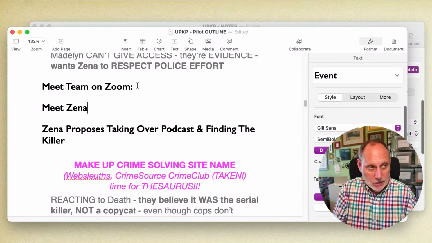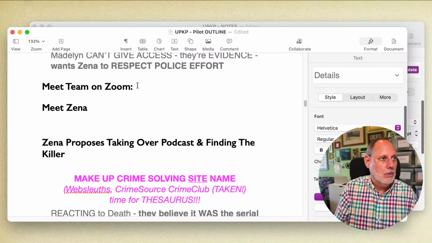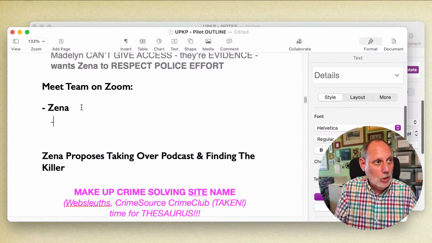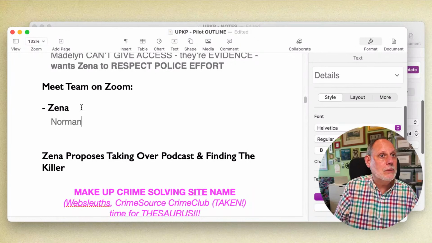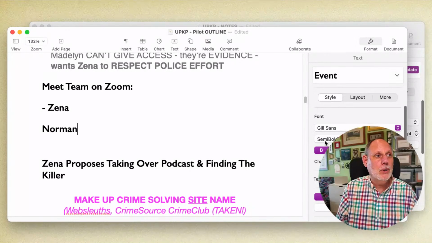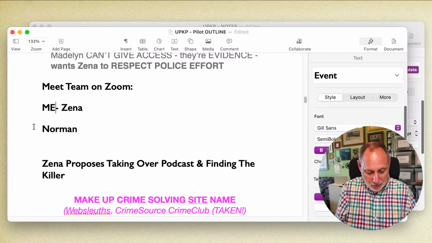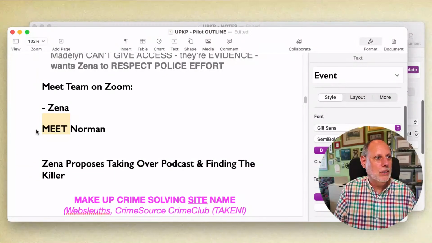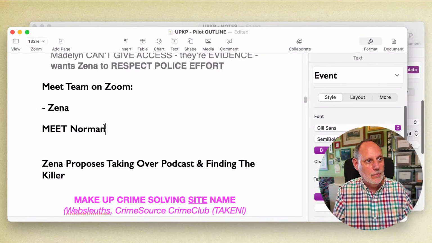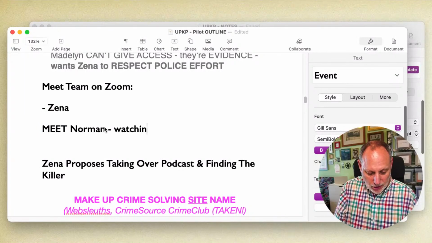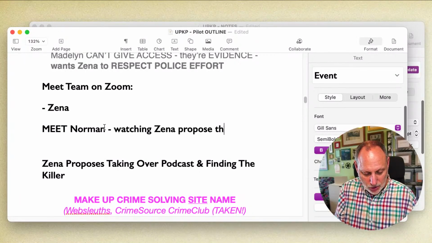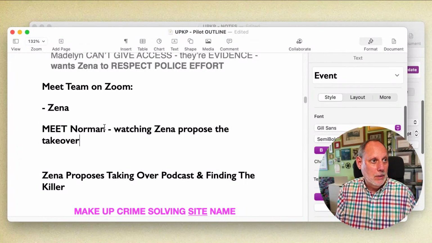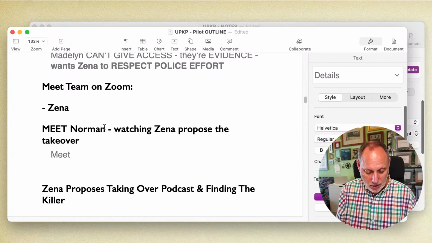Meet Xena, or at least Xena, but also Norman. And this is important because this is the first time we are meeting Norman. Meet Norman. Watching Xena propose takeover. And then we're also going to need to meet Kanji.